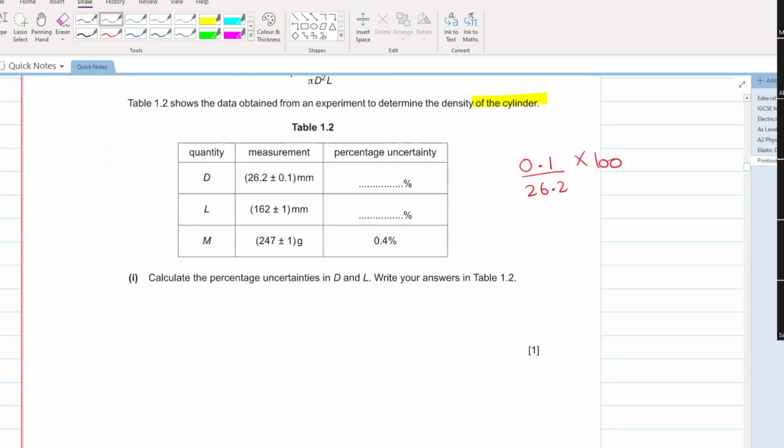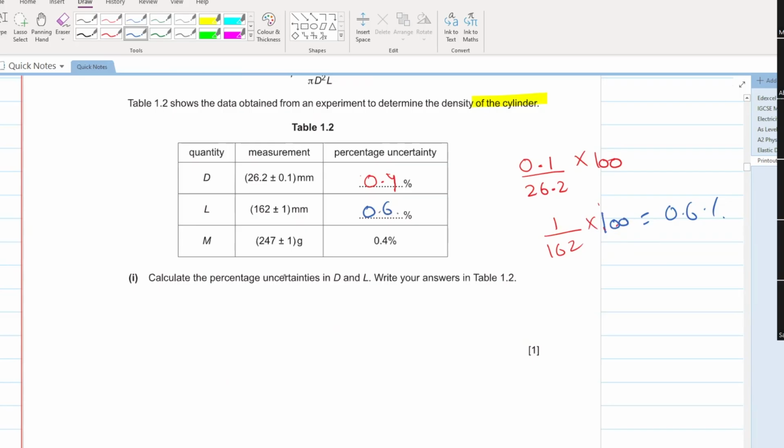What does this answer come out to be? The answer here comes out to be 0.4%. Let's do the same for L. 1 divided by 162 into 100. What does this uncertainty come out to be? This uncertainty comes out to be 0.6%. Simple as that, nothing complicated.